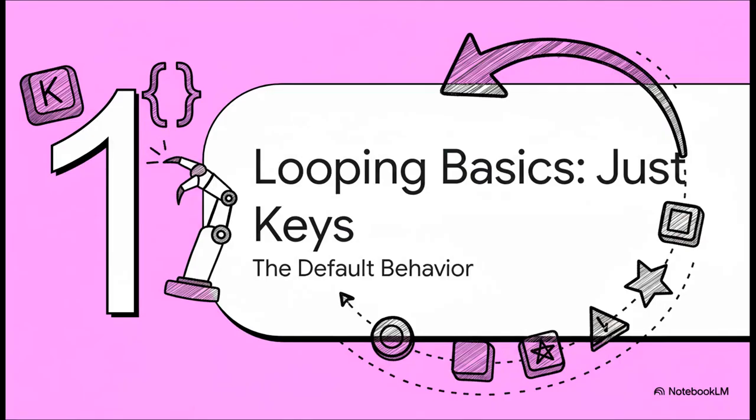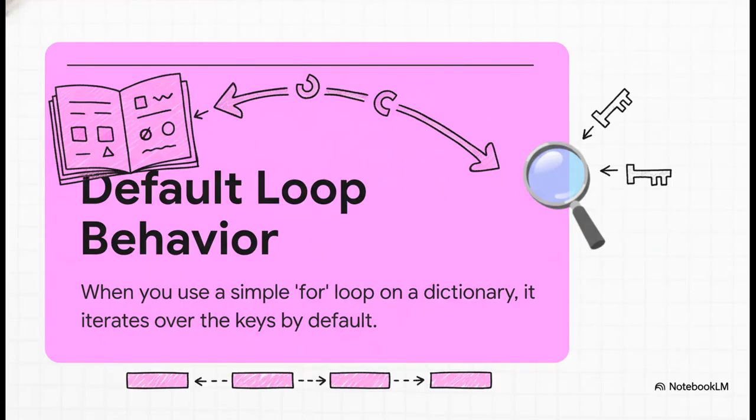All right, let's start with the basics. Section 1 is all about what happens when you just loop over a dictionary. We've got to understand the default behavior first. And this is super important to get right from the start. When you write a simple for loop for a dictionary, Python automatically iterates over the keys. Not the values, just the keys.